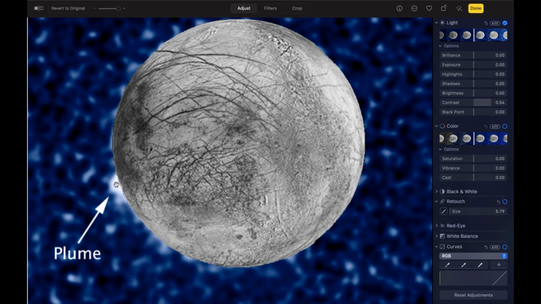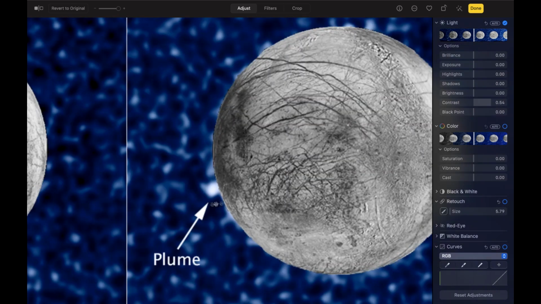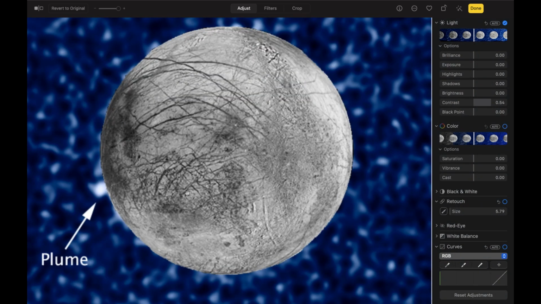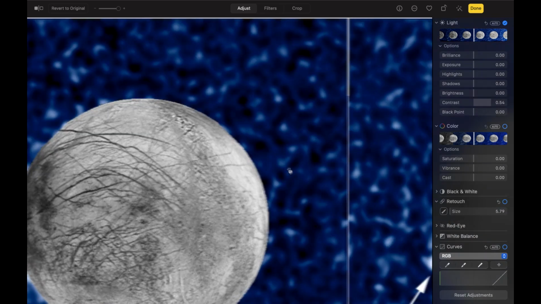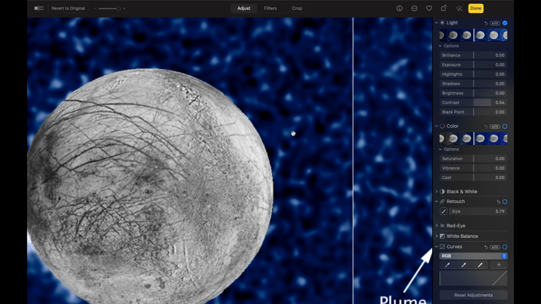And these plumes would definitely be hints as to there being a liquid reservoir on Europa that could in fact encourage life forms.